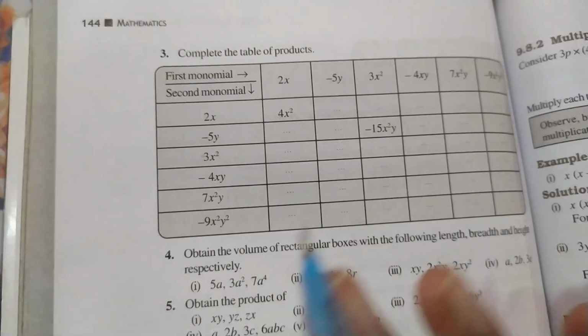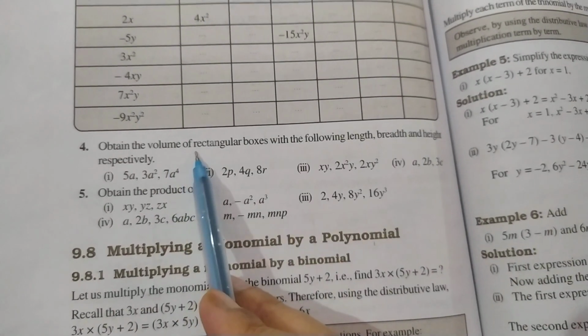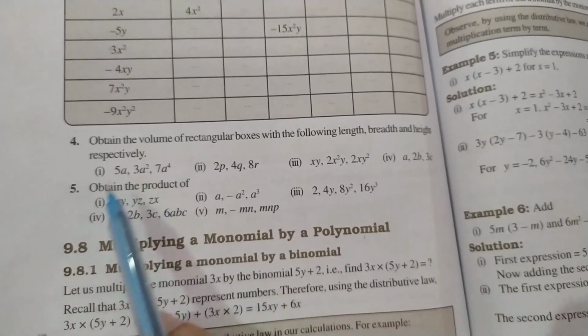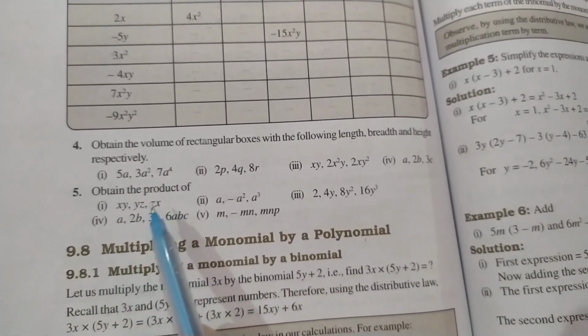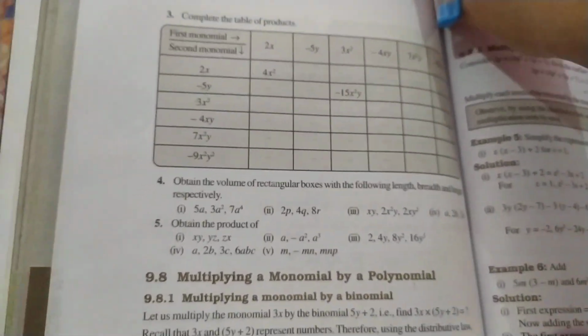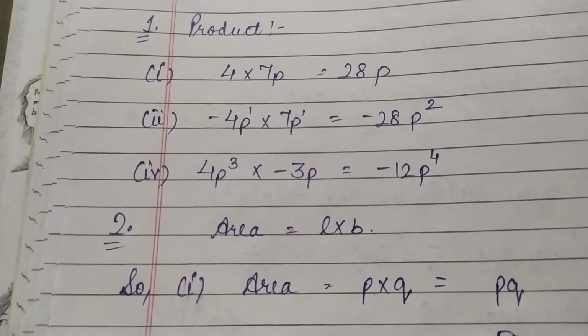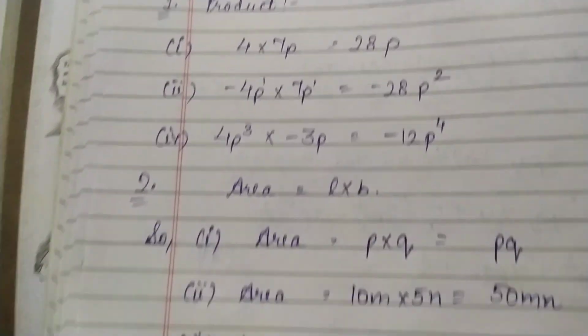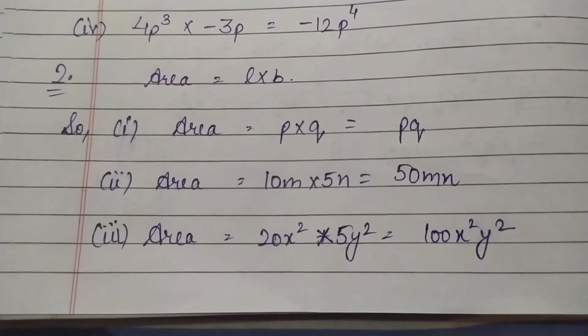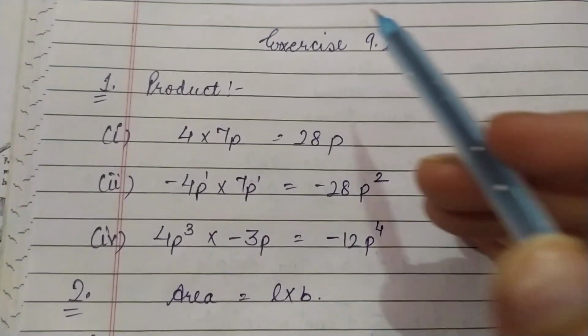Everywhere is the product. Here you need to complete the table. I'll tell how. Here also volume. Volume means L into B into H, again multiplying all, and here also the product of all. So how to solve all these is multiplying the given monomials, then finding the area again by multiplying. And how to multiply, I'll tell you.